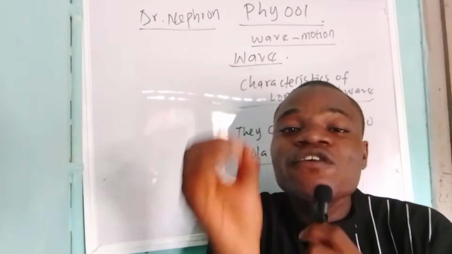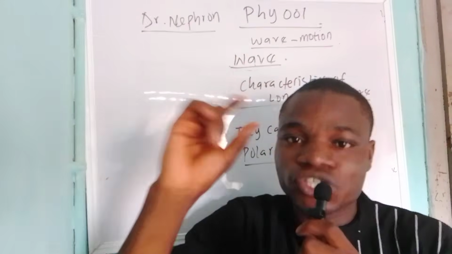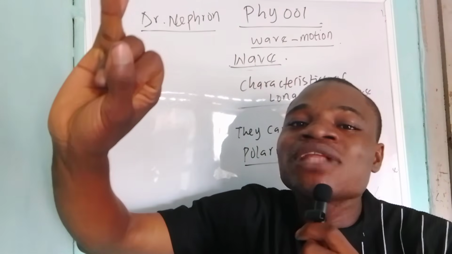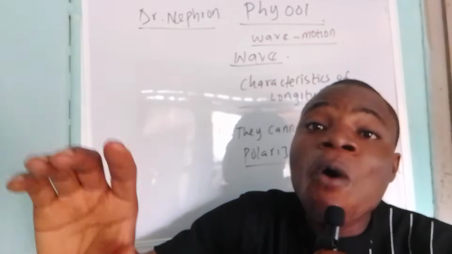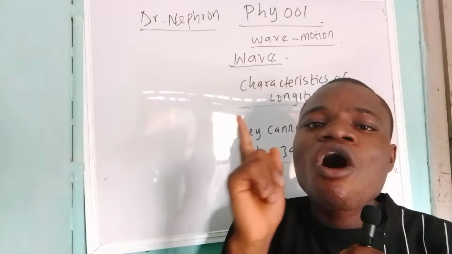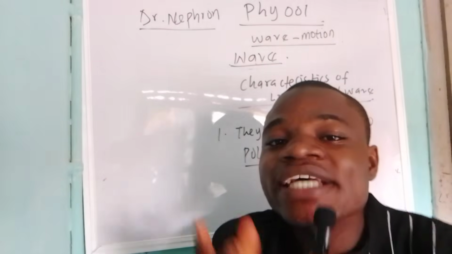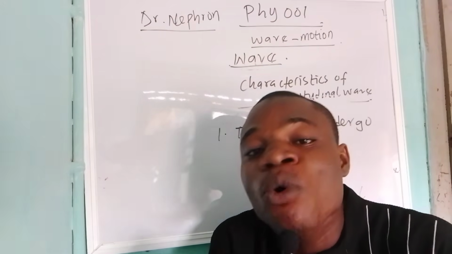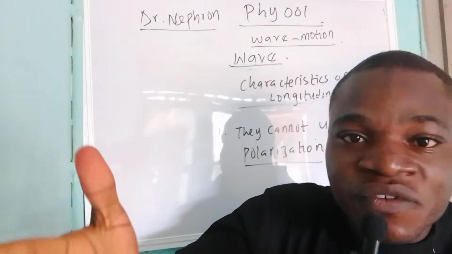Now, note that all waves can undergo reflection. All waves can undergo refraction. All waves can undergo diffraction. Do you get it now? But all waves cannot undergo polarization. An example of wave that cannot undergo polarization is a longitudinal wave. And a good example of longitudinal wave is our sound wave.